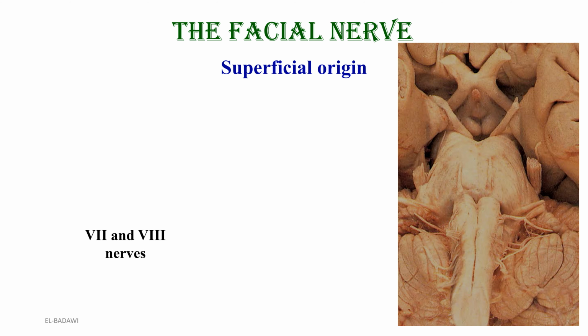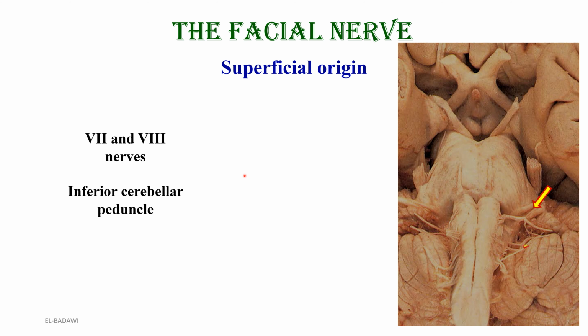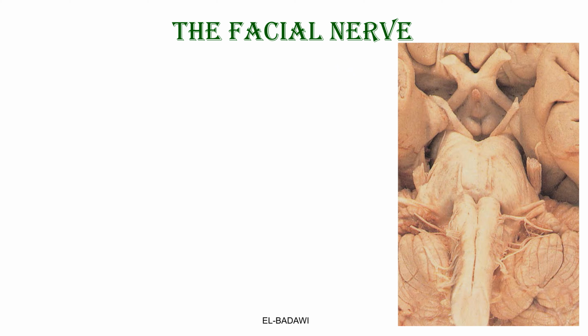The superficial origin of both the facial and the vestibulocochlear nerves, as shown in this specimen, is from the pontomedullary angle above the inferior cerebellar peduncle. That is the inferior cerebellar peduncle, and that is the pontomedullary angle. So the nerve arises together with the eighth nerve from that pontomedullary angle above the inferior cerebellar peduncle. That is the superficial origin.